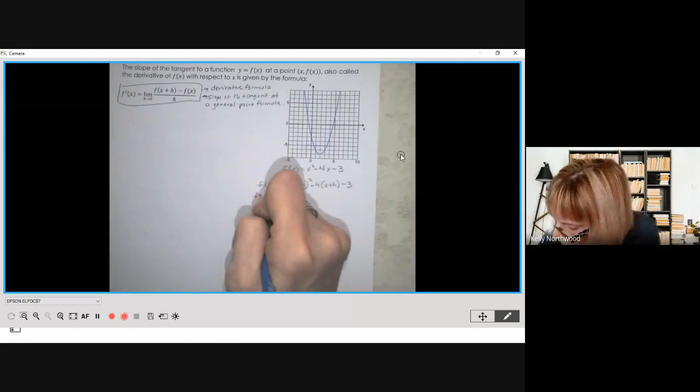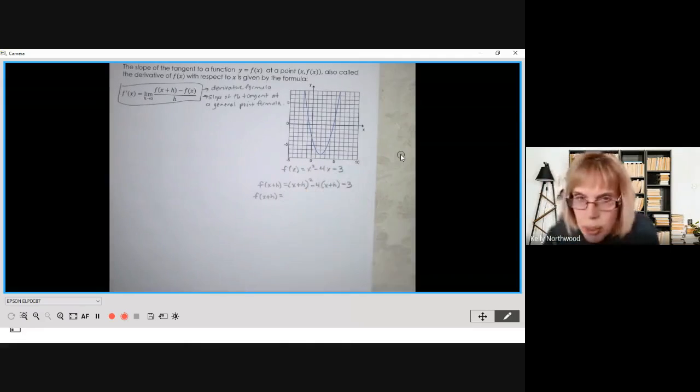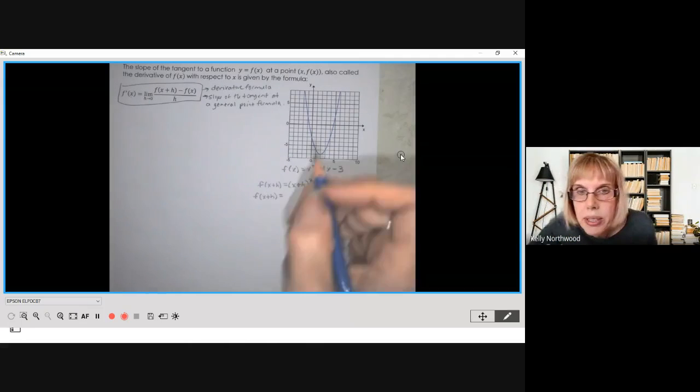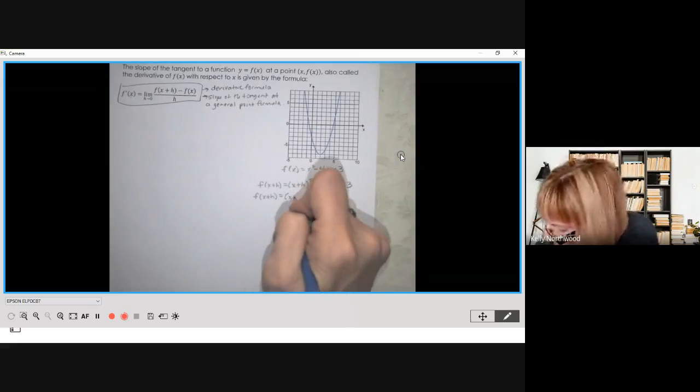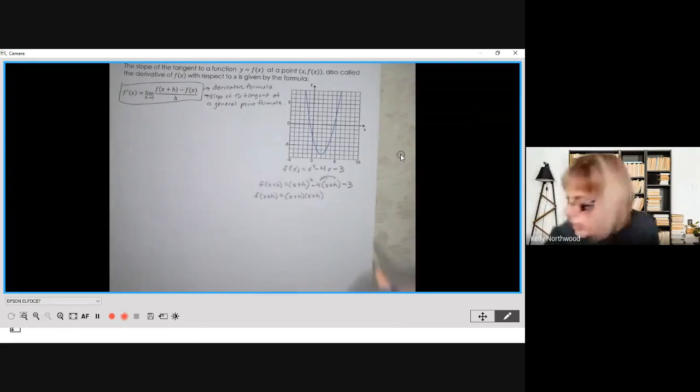All right, so now we've got to simplify this as much as we can here. So x plus h squared, if you can square a binomial in your head, great. If not, you're going to have to write it out twice and use FOIL. There, we're going to distribute.